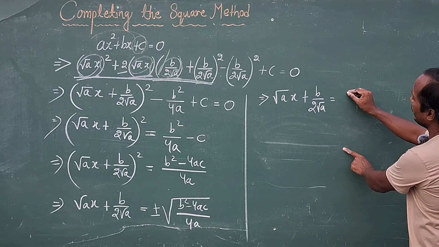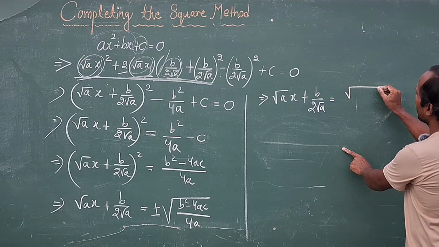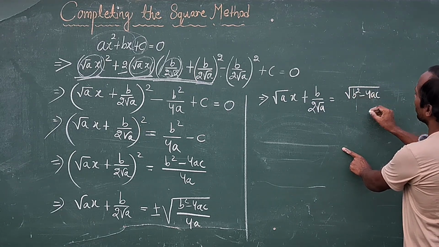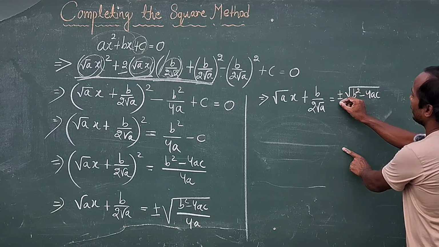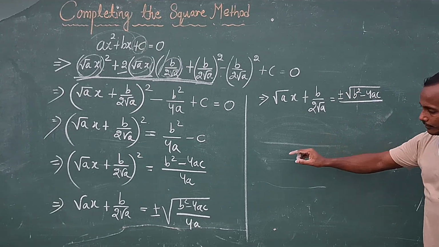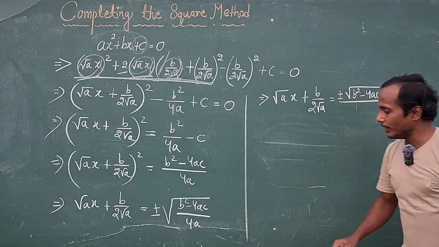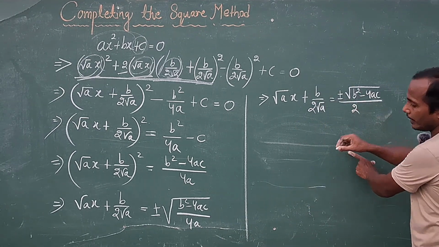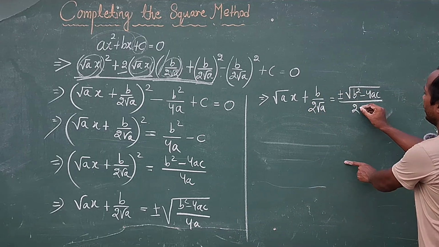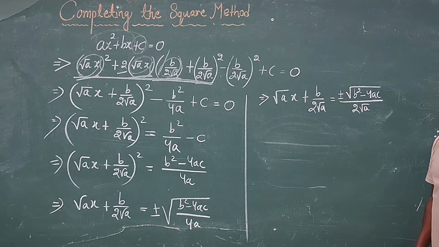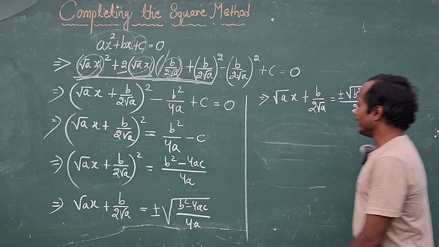The square root of the numerator is b square minus 4ac. We cannot find the square root of that, so let it stay under the root with positive and negative, since a square root can be positive as well as negative. On the right side, the square root of the denominator 4a: the square root of 4 will be 2 and the square root of a will be root a. Let's write it this way. Correct. Now what is the next step?